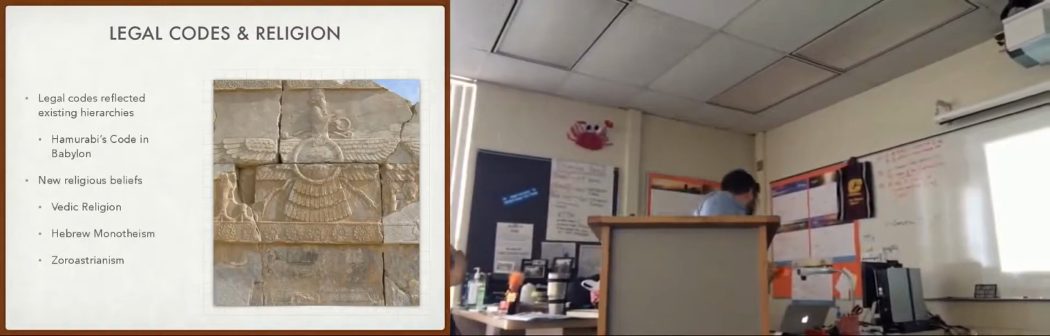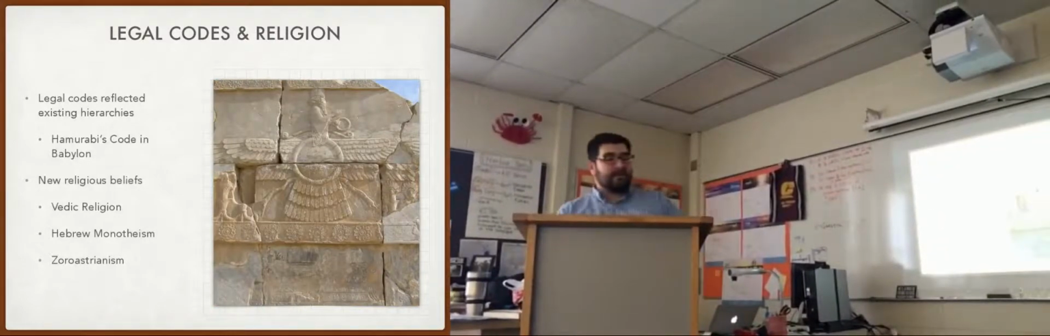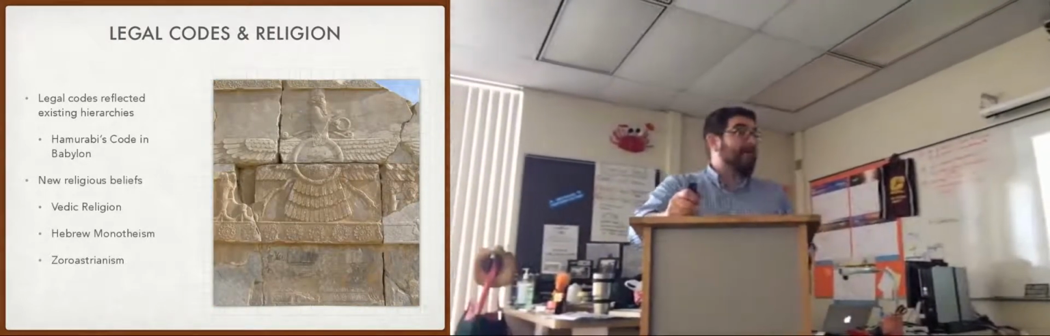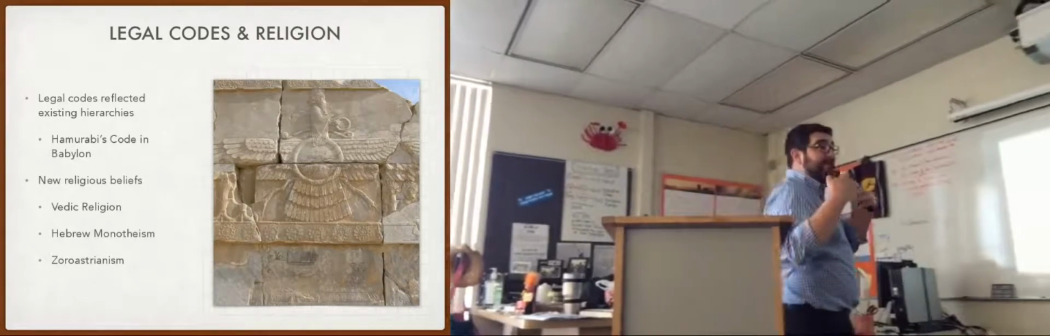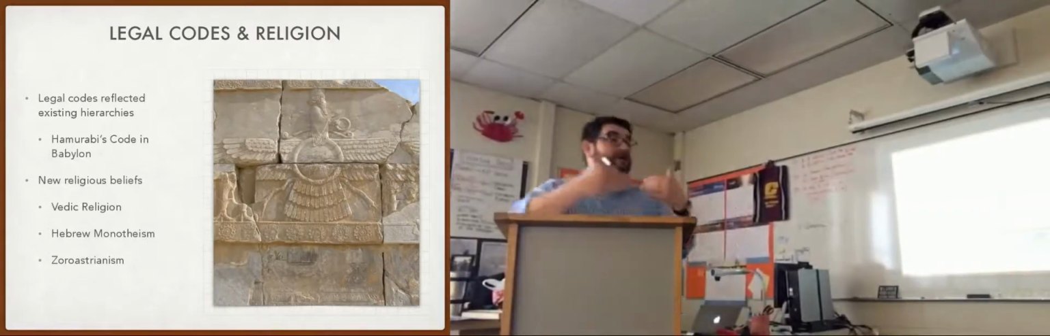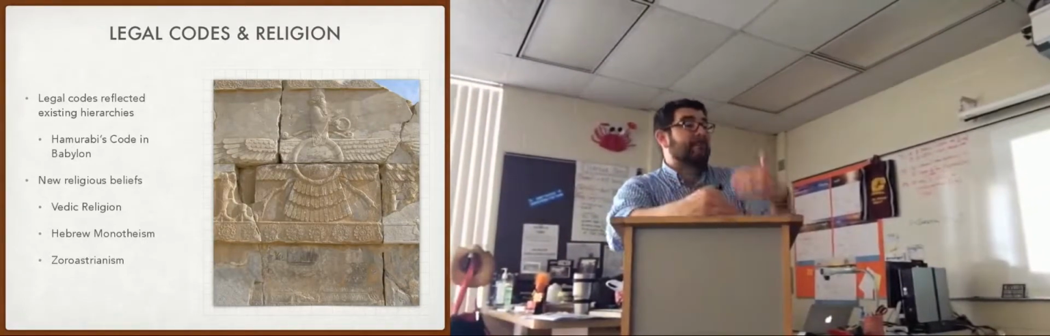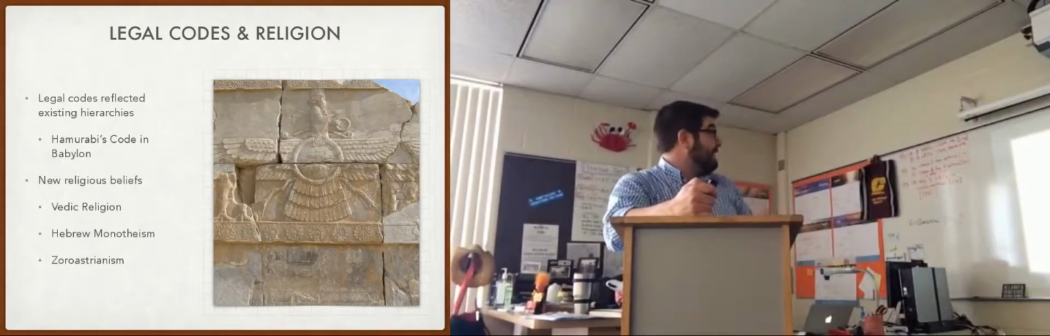I want to close off talking about legal codes that might be created. We've already mentioned Hammurabi's code. This is just one of many, but it's the one that you would probably use as an example of a way to reflect the existing hierarchies of the society and to establish legal order in that particular society. So Hammurabi's code from Babylon.